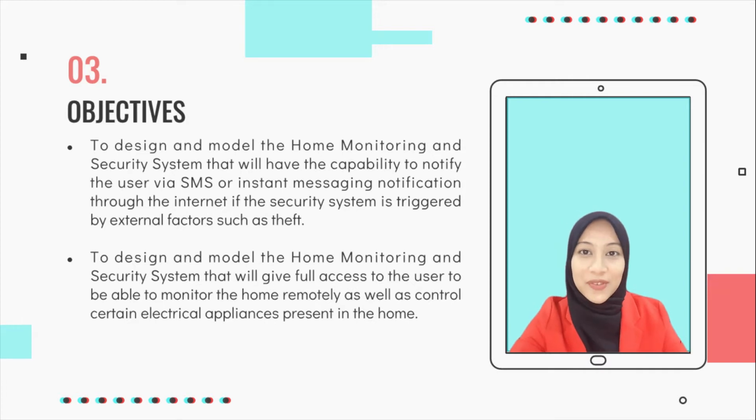Next is objective. First, to design and model the home monitoring and security system that will have the capability to notify the user via SMS or instant messaging notification through the internet if the security system is triggered by external factors such as theft. Next, to design and model the home monitoring and security system that will give full access to the user to be able to monitor the home remotely as well as control certain electrical appliances present in the home.